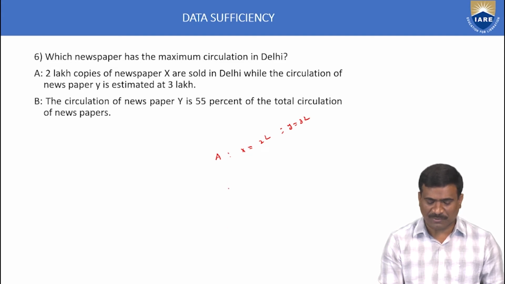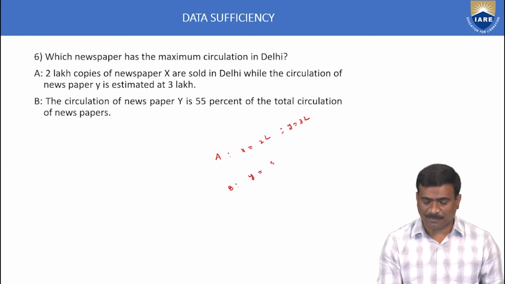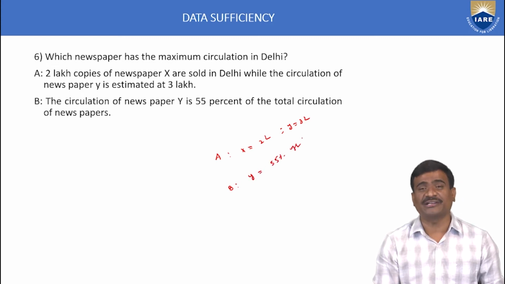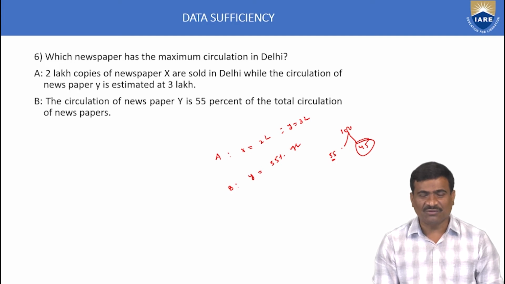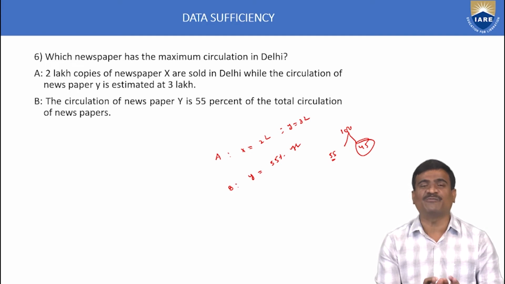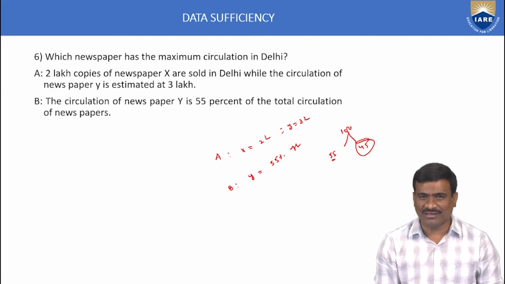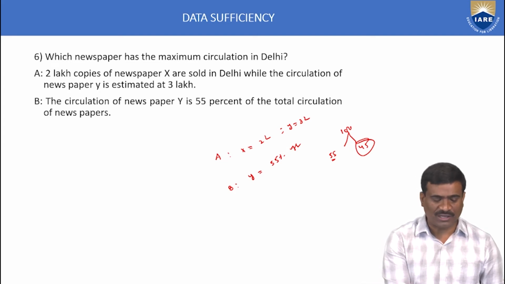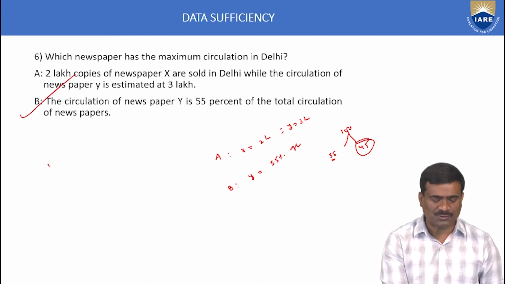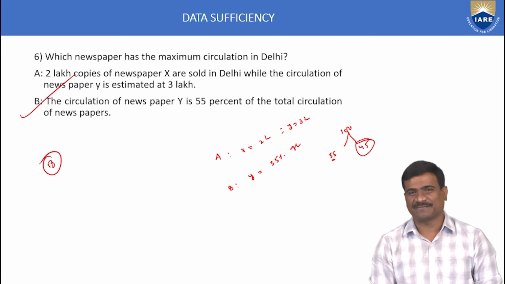Statement B implies that newspaper Y is 55% of the total circulation, but percentage means total 100%. Y is only 55%, the remaining papers are 45%. The highest is 55, that is newspaper Y. So the maximum newspaper is Y by using the second statement. Therefore B alone is sufficient, not option A; option B only is correct.